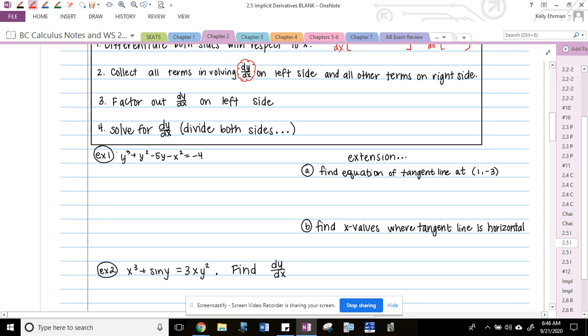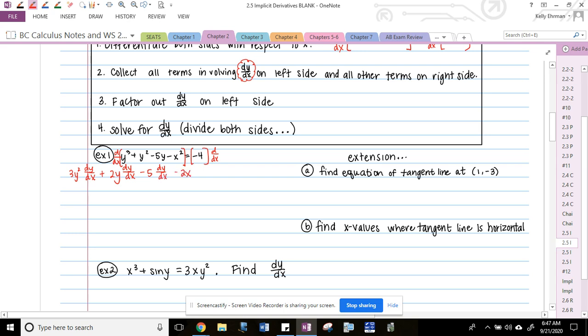So first step, differentiate with respect to x on both sides. Now I don't have room to squeeze in the d dx, so I'm going to just do it on the right side there. It's with respect to x. So anytime you have a y, you need to make sure after that term that you multiply by dy dx. So the derivative of y cubed is 3y squared dy dx. Plus the derivative of y squared is 2y dy dx. Minus 5 dy dx.